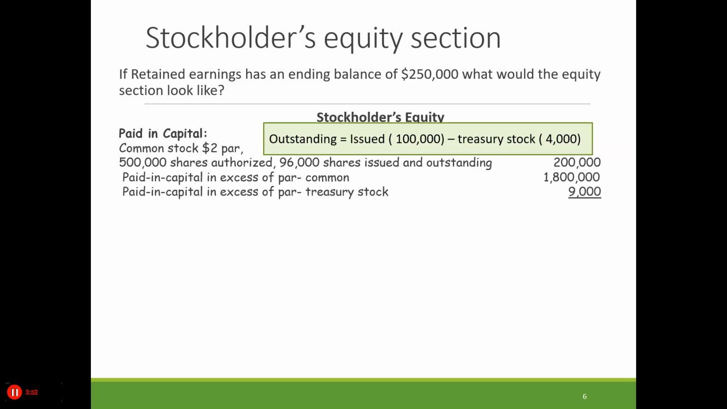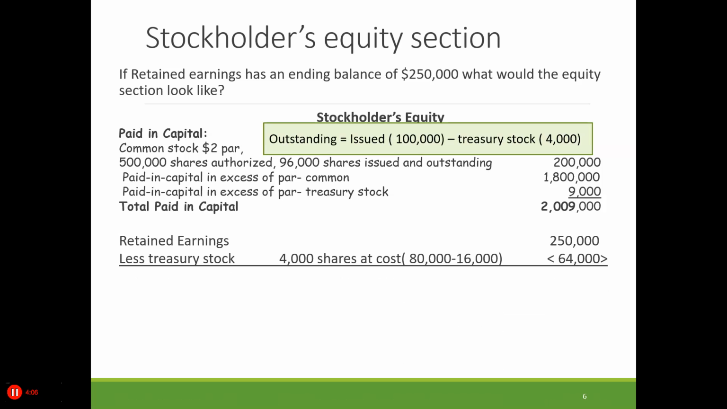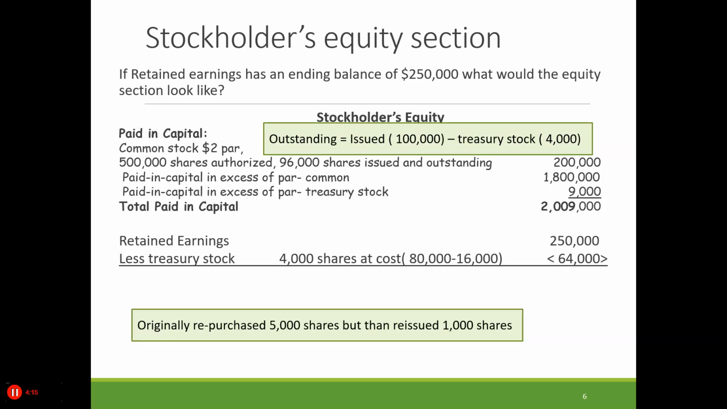We then have excess paid-in capital for common stock and treasury stock because we sold it for a higher price than what we purchased it for. That gives us our total paid-in capital. We have our retained earnings, and then we have to subtract out the balance in our treasury stock account, which is 64,000. So that's how you get your 4,000. It was your 5,000 minus the 1,000 that were reissued. And that gives us our total stockholders' equity section, which is shown as part of your homework. So I hope that helps. Now we'll move on to dividends.